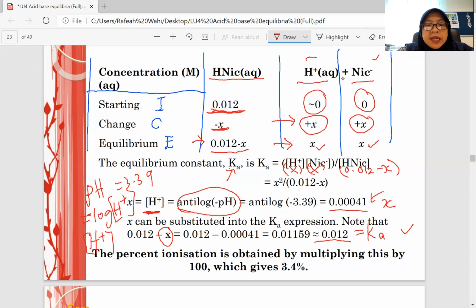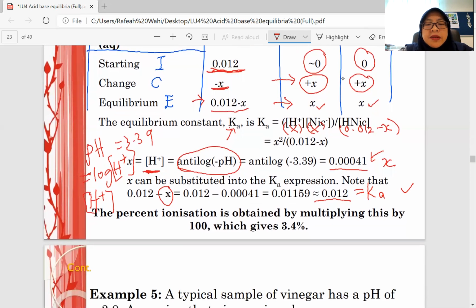How do we calculate the percent ionization? Remember, percent ionization equals the concentration of H plus ion at equilibrium. What is the concentration of H plus ion at equilibrium? It is x, which is 0.00041. So you have 0.00041 divided by the concentration of the initial acid, which is 0.012, times 100%. From here, you will get the answer, which is 3.4%.